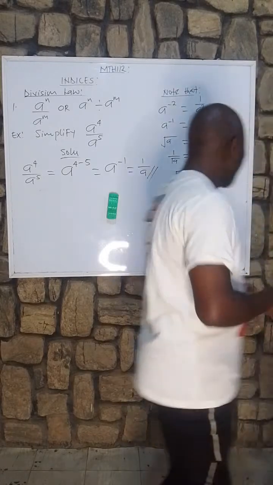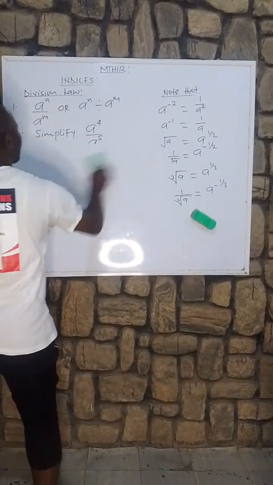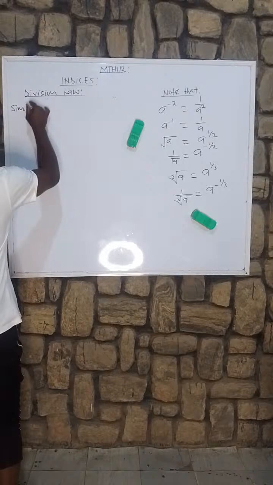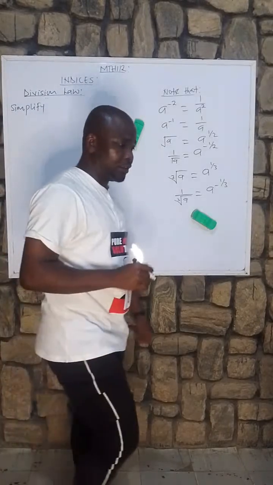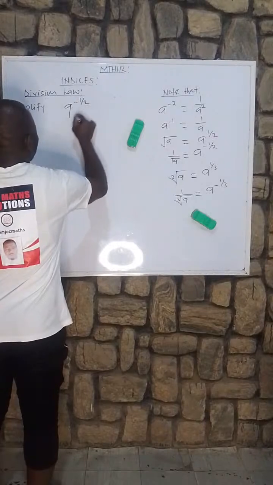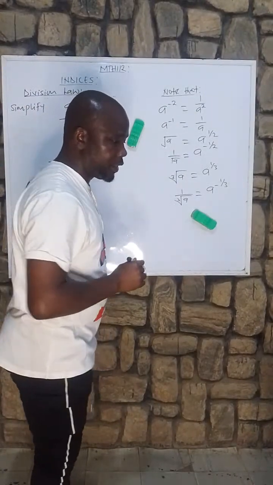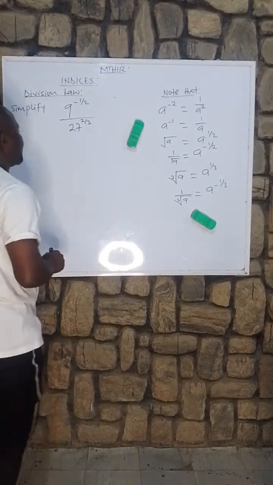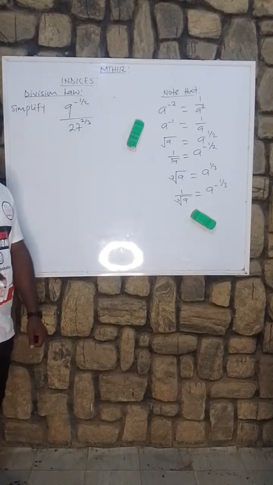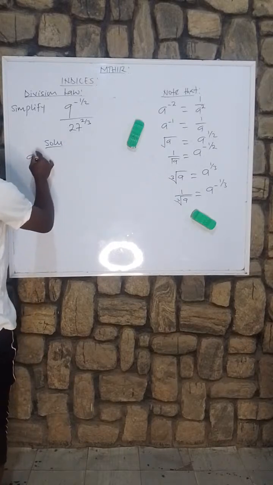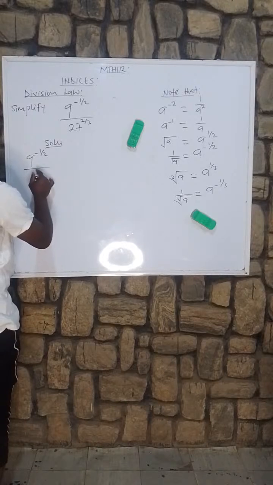Let's fix idea. Simplify 9 raised to the power of minus 1 all over 2, all over 27 raised to the power of 2 all over 3. Amen? Yeah, it's as simple as ABC. Let us solve it together. Solution: 9 raised to the power of minus 1 all over 2, all over 27 raised to the power of 2 all over 3.